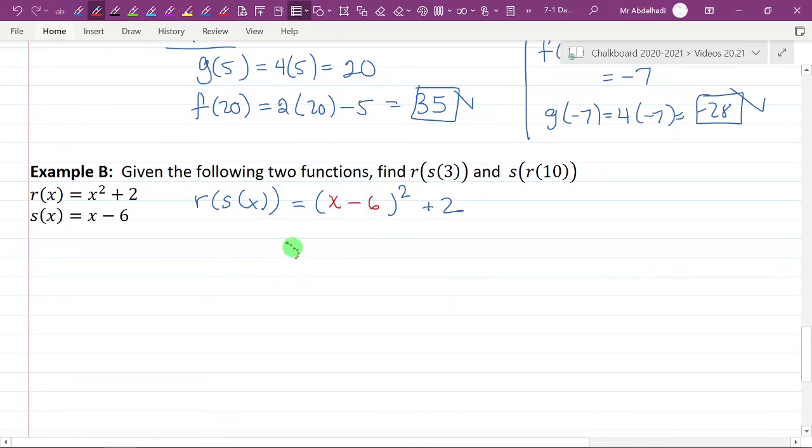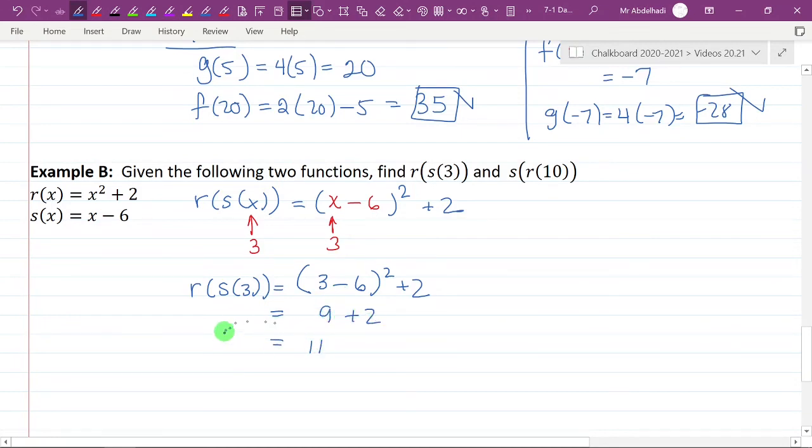Okay? Now, we don't need to square this right now, because if we were just looking for the function, we'd simplify right now, but we're actually looking for R of S of 3. So let's plug in the 3 and then we'll simplify. It's going to be easier. So plug in your 3 here and plug in your 3 here, and you'll get your answer. So R of S of 3 is going to be 3 minus 6 squared plus 2. PEMDAS says do the parentheses first. So 3 minus 6 is negative 3. Then you take the negative 3 and you square it. Negative 3 squared is negative 3 times negative 3, which is positive 9. And that's going to be 9 plus 2 is 11. So R of S of 3 is 11.